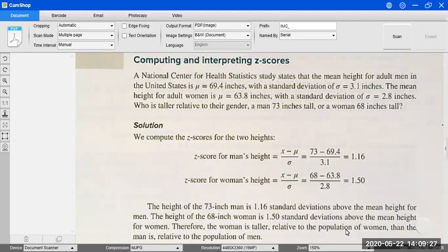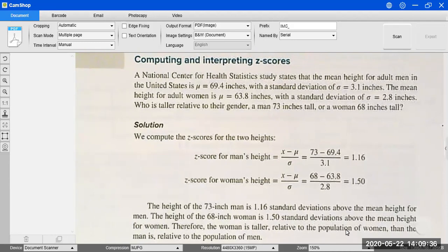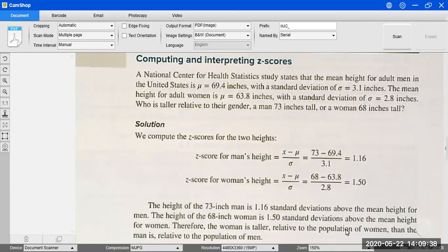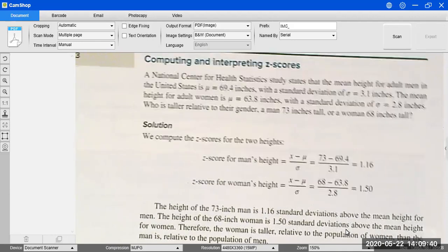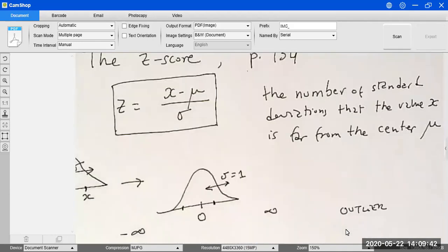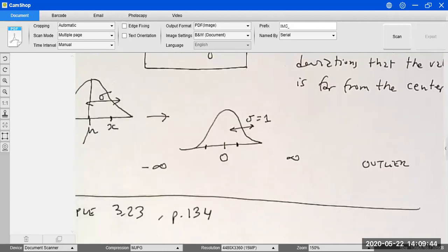So we're going to transform the values that are given for the heights to a common scale. Our common scale is going to be the z-score. So that's another way to see the importance of computing the z-score. So let's work on this problem.